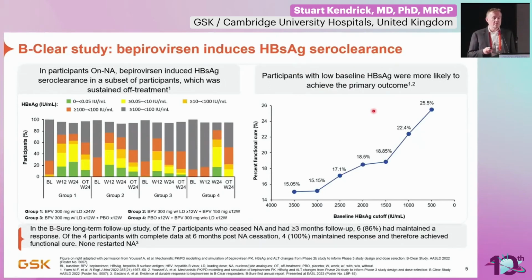I think a lot of us are now familiar with the B-Clear study, which was a phase 2 study looking at 4 different dosing regimens of Bepi in patients controlled on nucleoside analogues and in patients who were not on NA.